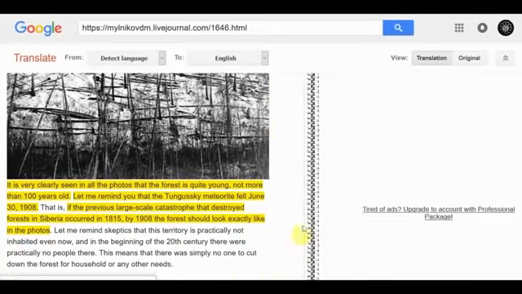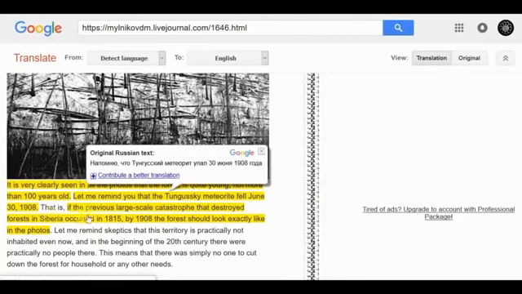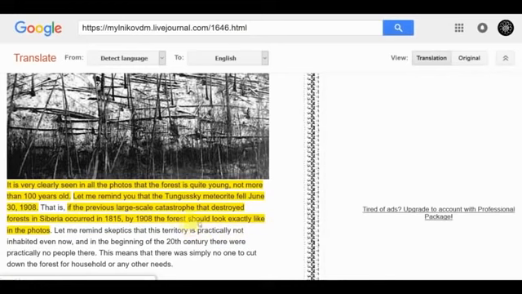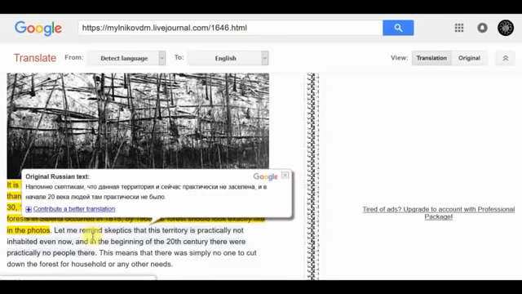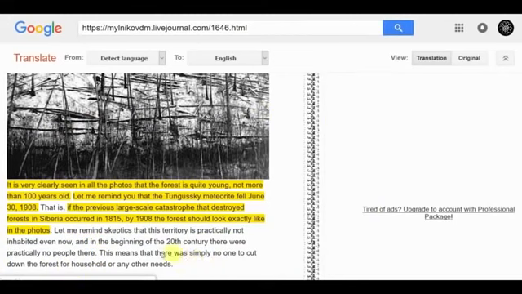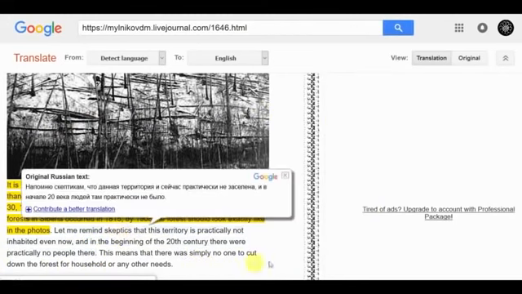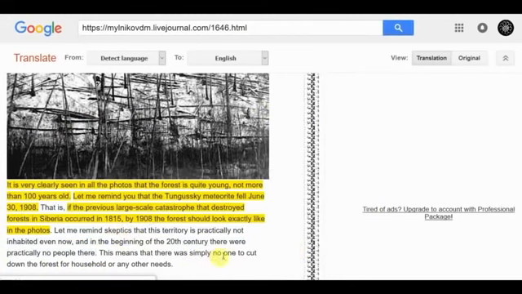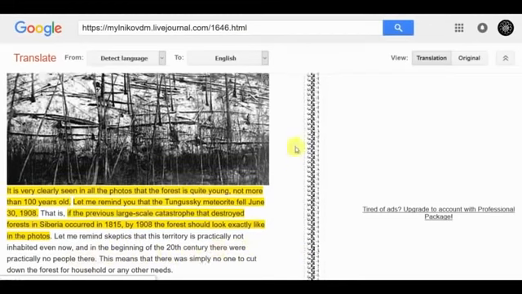And the person who wrote this blog, he's kind of reiterating that it's very clearly seen in all the photos that the forest is quite young, not more than 100 years old. Let me remind you that the Tunguska meteorite, well, I don't think it was a meteorite, occurred in 1908. So if there was a previous large-scale catastrophe that destroyed forests in Siberia that occurred, he's speculating, 1815, by 1908, the forest should look exactly like it does in the photos.